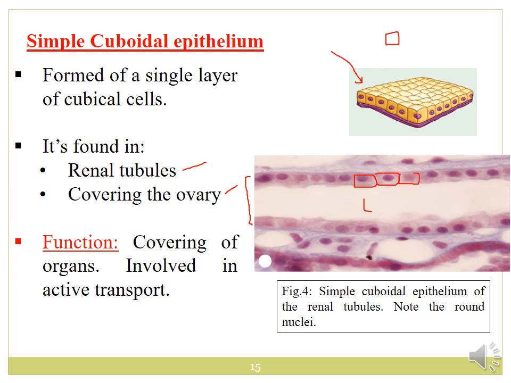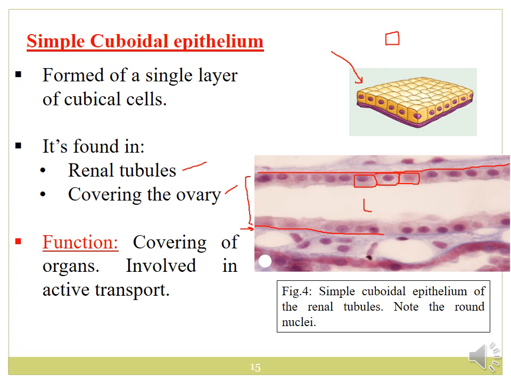And here we have the basement membrane, this thin line here. Now, as you can see, we have only one layer of cells, so it's simple cuboidal. It is usually found covering some organs like the ovary, and it is involved in active transport.